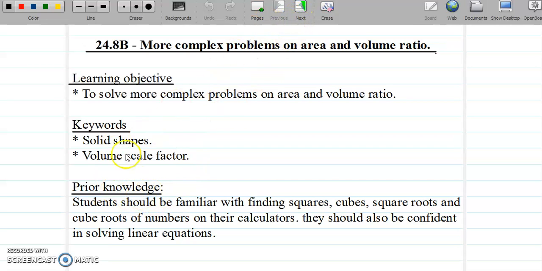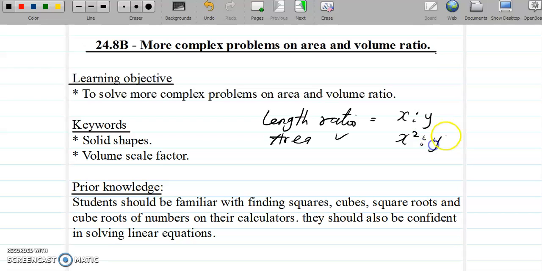Okay, and the last time we treated this, we noted that if the length ratio gives us x is to y, that means that the area ratio will give us x squared is to y squared. In the same way, the volume ratio will give us x cubed is to y cubed. Please don't forget this. We always use this in solving problems on area and volume ratio.